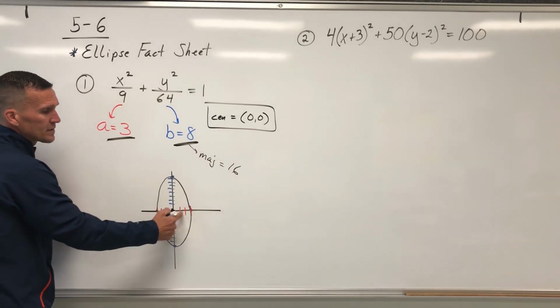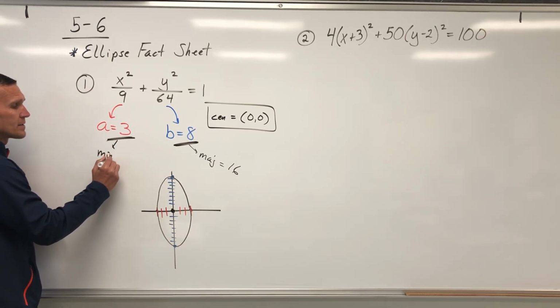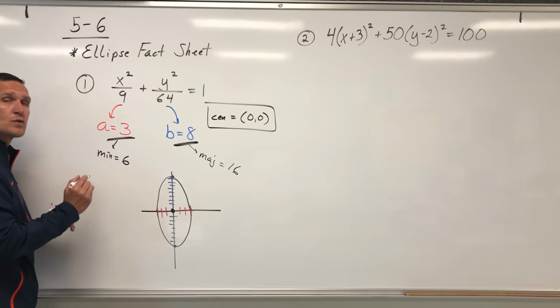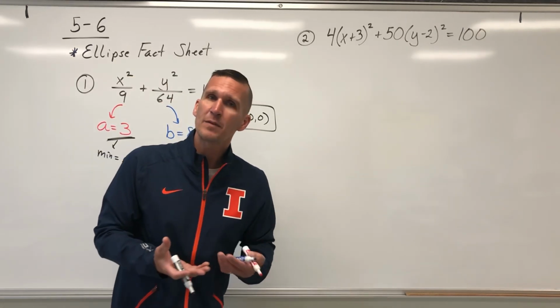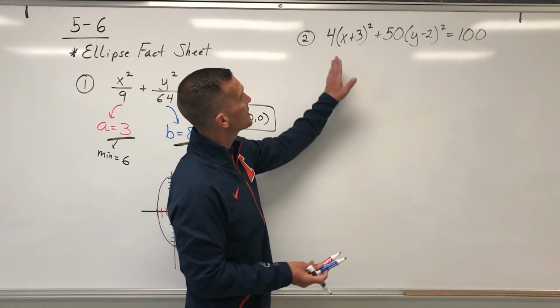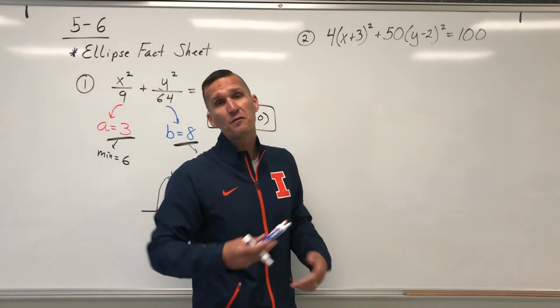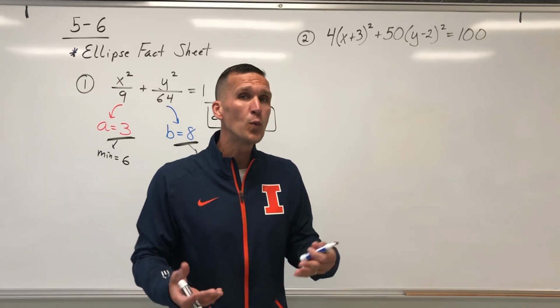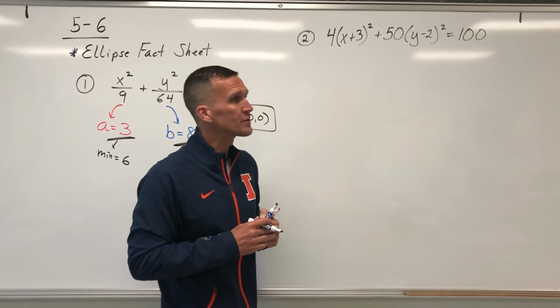The minor axis, 3 right and 3 left, this would give you a minor axis of 6 units long. All right, let's look at number 2 and see how we can use that same information to graph this ellipse equation. Well, the first thing I notice, it doesn't look like the nice setup. It doesn't have fractions and it doesn't equal 1. So how do I turn this into the center form?